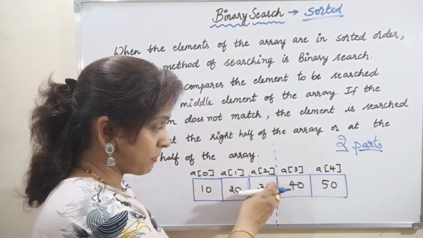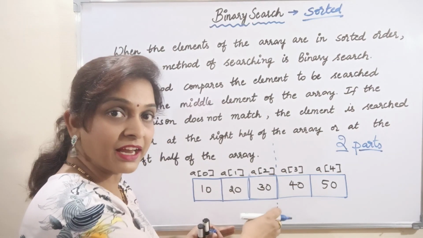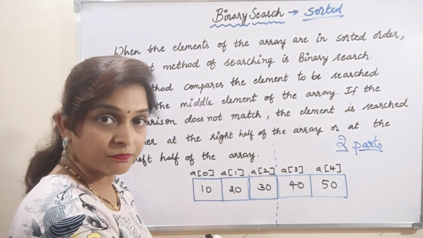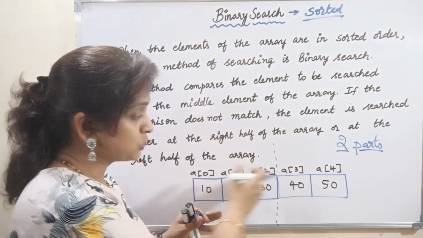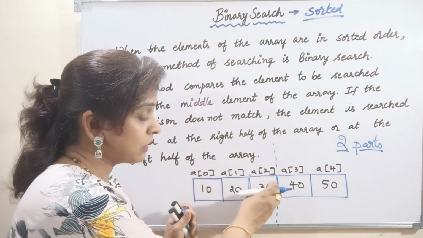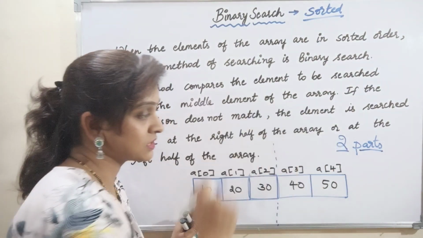If the search element is lesser than the mid element, then I have to move towards the left. But if the search element is found to be greater than the mid element, I have to move towards the right.